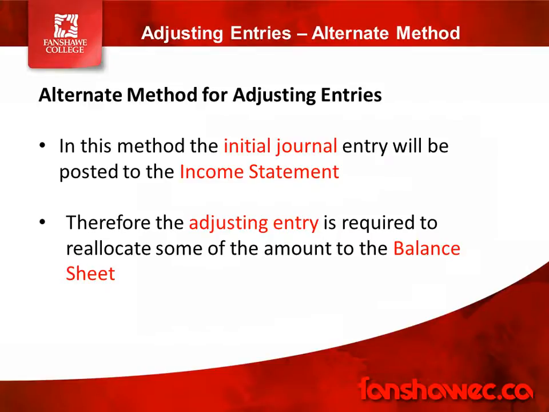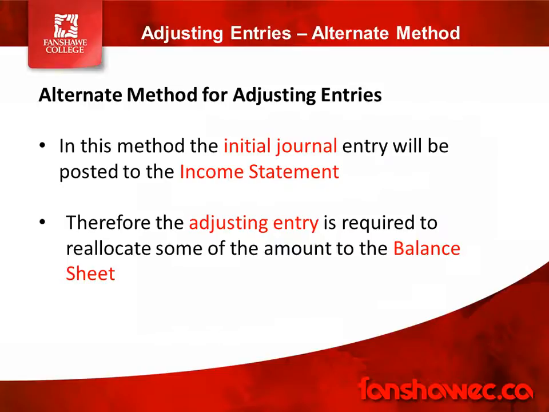Okay, so in the last example we did insurance and we had prepaid insurance. Well, we had that $120,000, and under the standard method we put the initial entry to prepaid insurance, and then we posted some of it to insurance expense each month. Under this method, it's different. It's actually the exact opposite. So that first entry when we make our insurance payment is actually going to go to the income statement, which means that when we get to the end of the month, we need to do an adjusting entry to reallocate some of that amount back to the balance sheet.